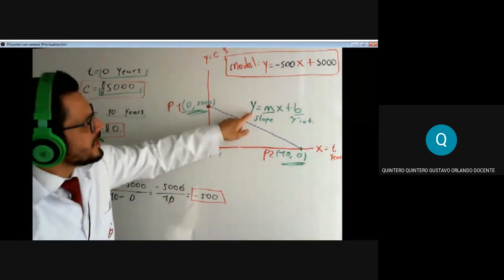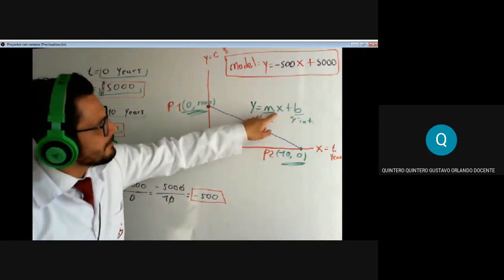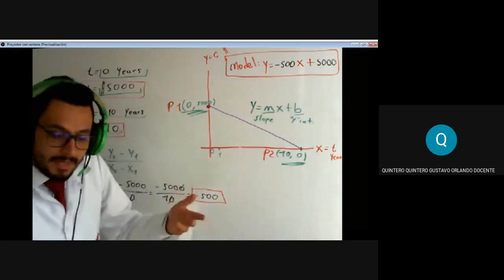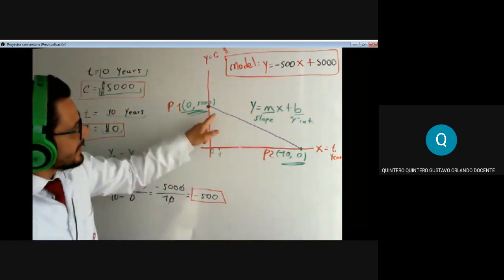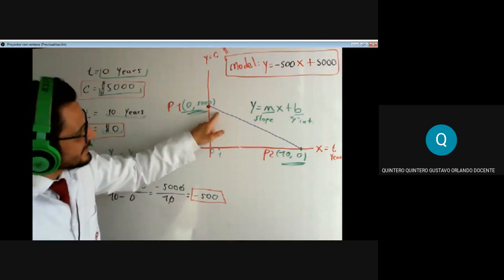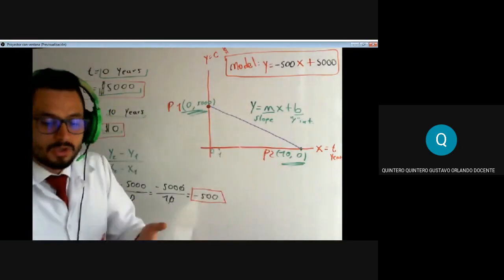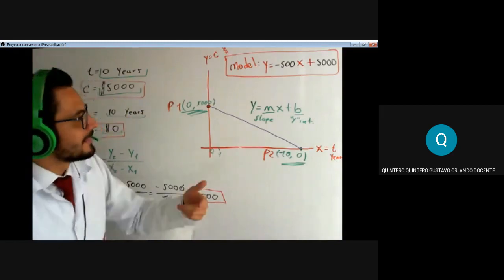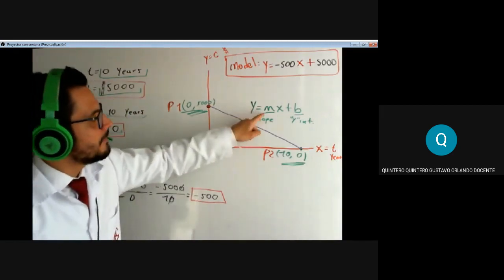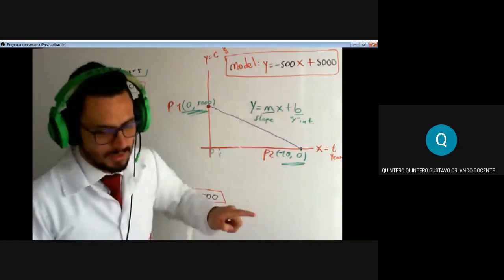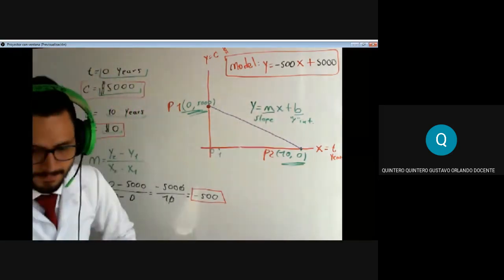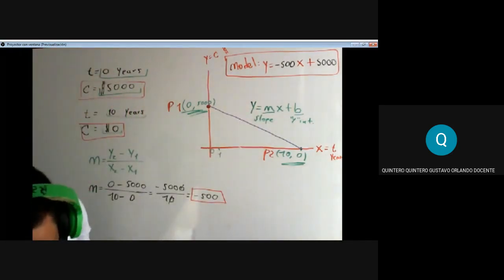How did we know it was y equals mx plus b? Well, because the exercise says this depreciates in a straight line method. So if it is a straight line, that means it has to be in this form, mx plus b, because it is a straight line. All right? That'll be the first, right?